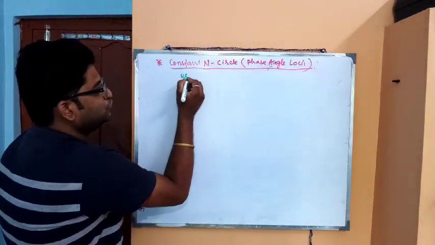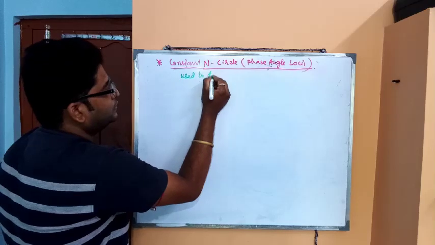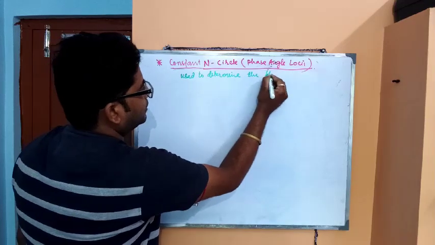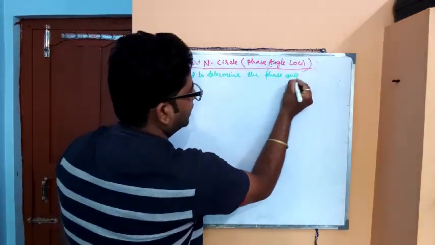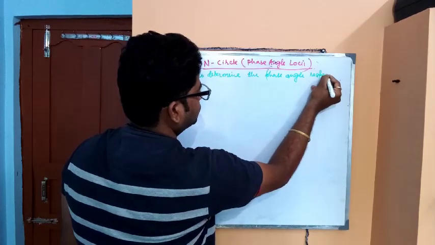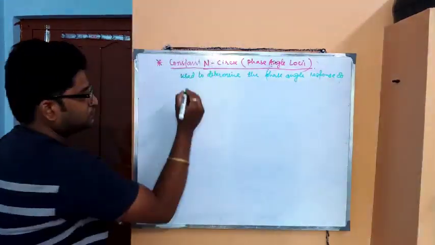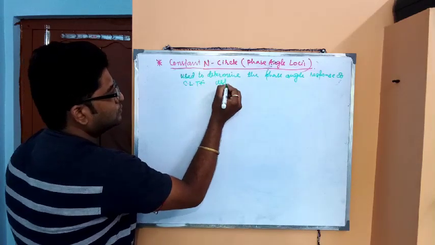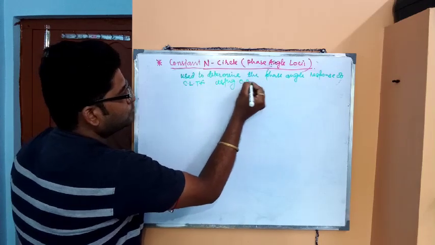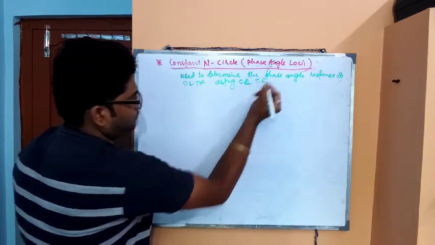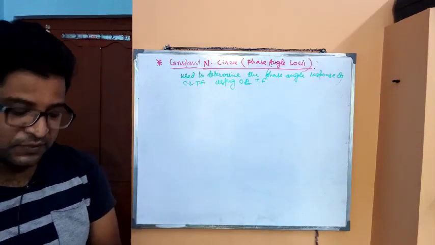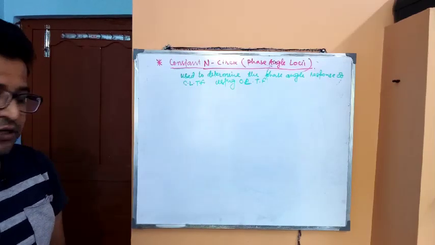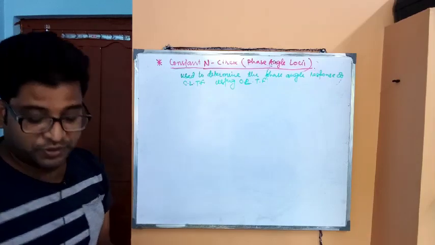So it is used to determine the phase angle response of the closed loop transfer function using the open loop transfer function. Okay, so the N circle is used to determine the phase angle response of the closed loop transfer function using the open loop transfer function.